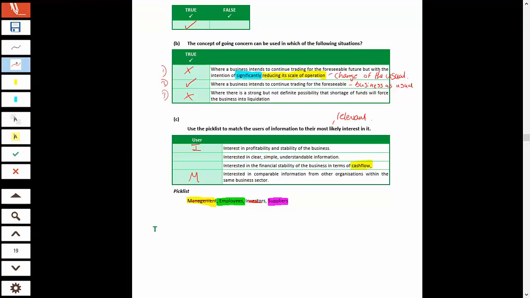What about suppliers? Well, again, it's money in, money out, isn't it? If we don't have cash to pay people, the first people that are going to be on our backs is suppliers. Suppliers will want to know that information. It is the most relevant for them out of this pick list. And again, you could argue that management would want to know it as well. Of course, management would want to know the cash flow, but again, we're picking the most appropriate one. That is the most appropriate one for suppliers. And then by the process of elimination, interested in clear, simple, understandable information, has to be employees.